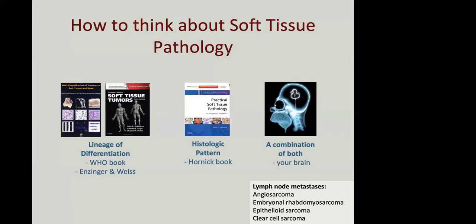So the books I like to use for soft tissue include those that have lineage of differentiation, like Enzinger and Weiss and the WHO. I really like the histologic pattern book for those that are learning, because you don't have to have a differential. You just have to describe what you see and go to that chapter. And then, of course, combinations of both. Sometimes for sarcomas, there are questions on what metastasizes to lymph nodes. So I've put the tumors that we know most frequently go to nodes.